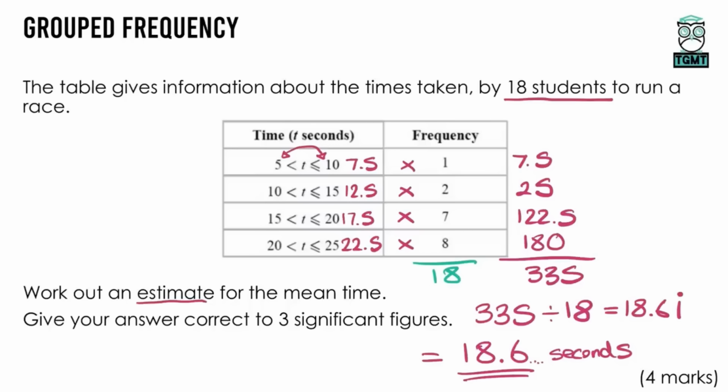And remembering, we can only estimate the mean here because they are in groups and we don't actually know the exact amount of seconds for each of those people.